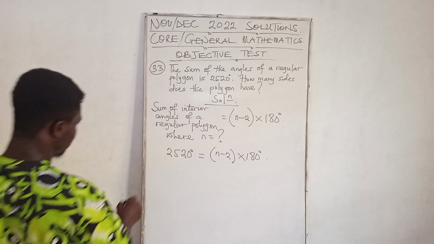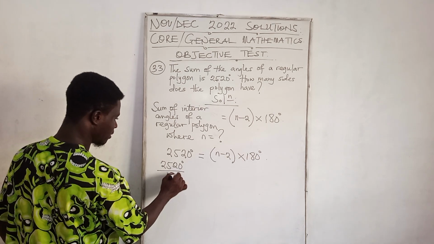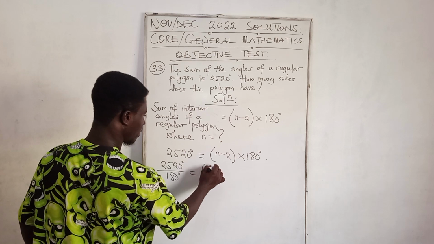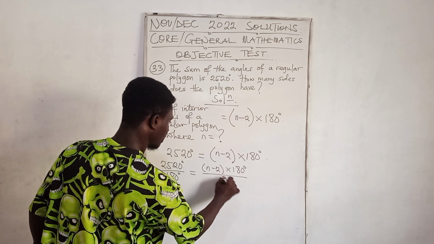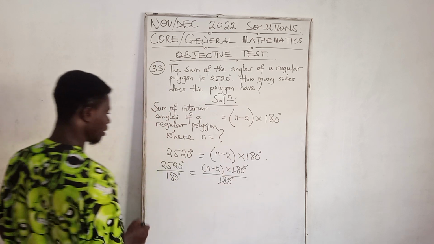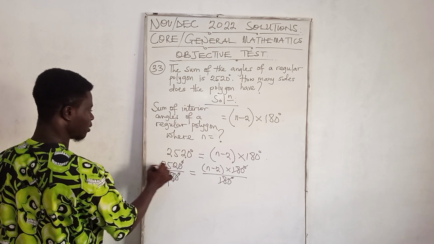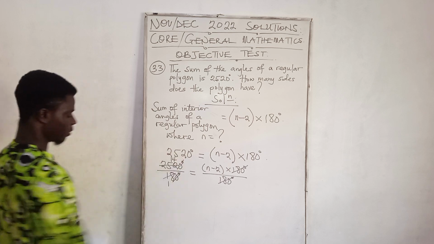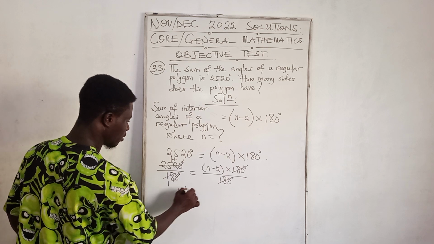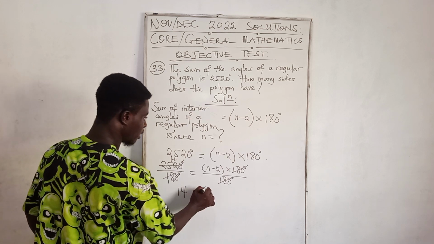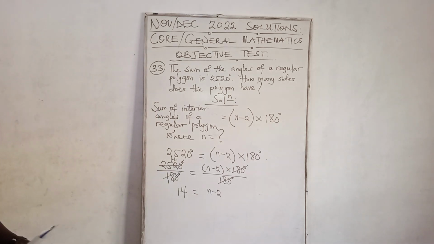180 degrees. So I have 2520 degrees divided by 180 degrees equals n minus 2 times 180 degrees divided by 180 degrees. So this guy cancels that. This one cancels, 0 cancels 0. So we have 18 here, 1 into this guy, we get what? 14 times, right? So I have my 14, which must be equal to n minus 2.